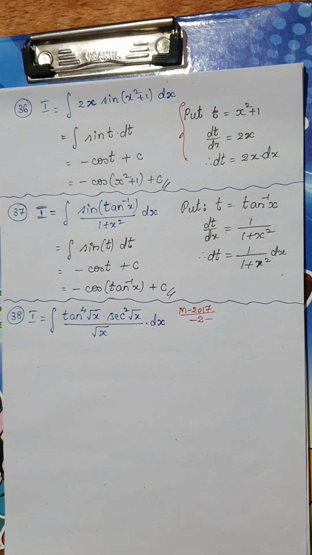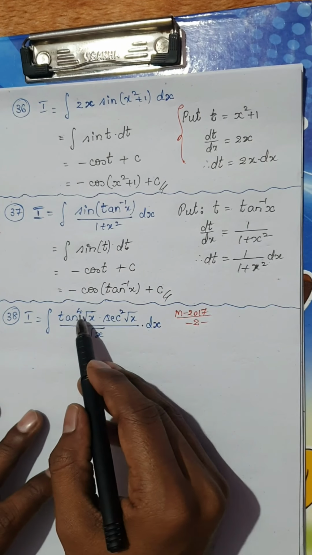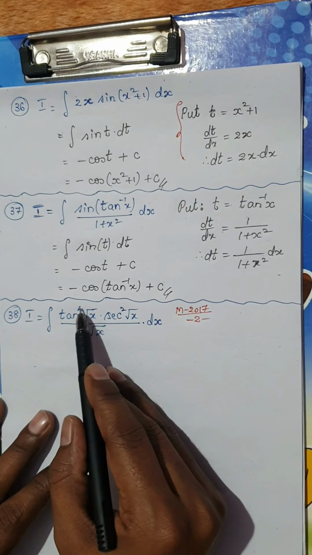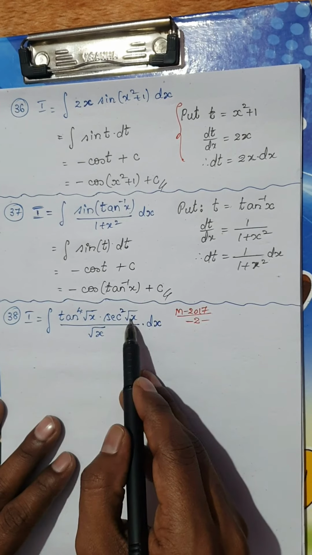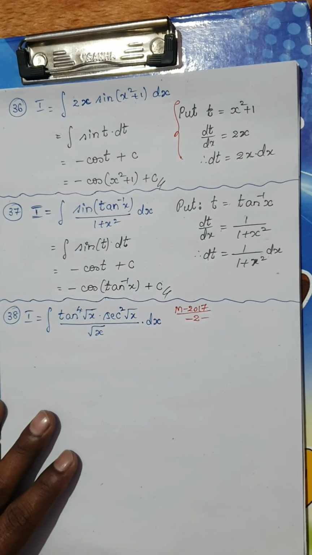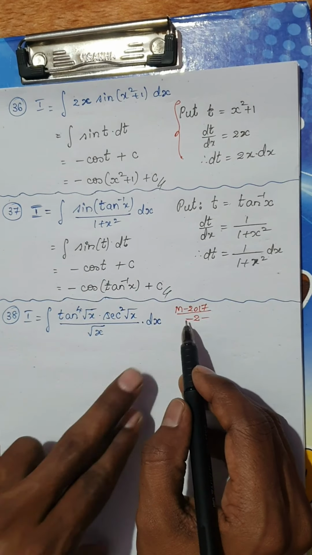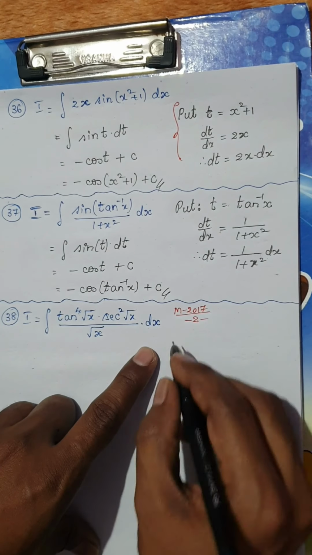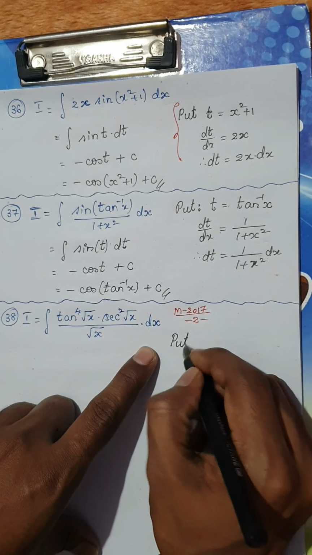The next integral I have is (tan of root x) whole power 4 into secant square root x divided by root x dx. Okay. Now, this question was asked in the year March 2017 for 2 marks. Please be careful with this question.